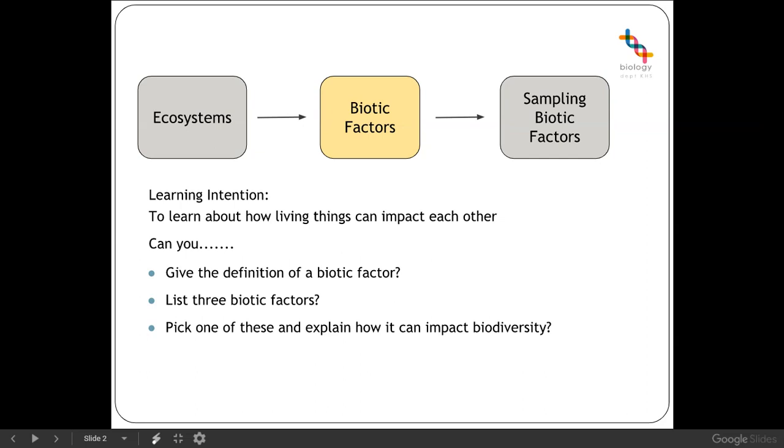So what we're looking for you to be able to do is learning about how living things can impact each other. You need to be able to give the definition of a biotic factor, list 3 biotic factors, and pick one and explain how it can impact biodiversity.